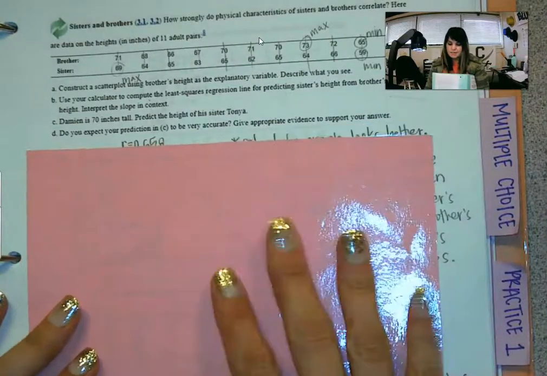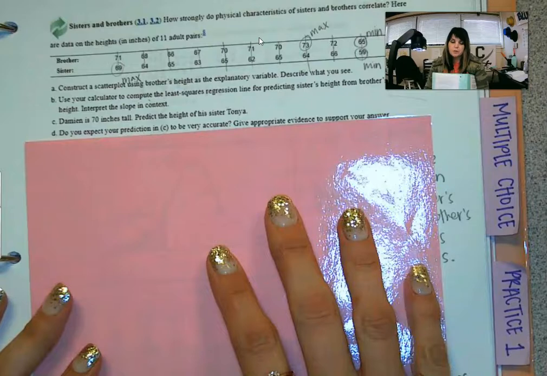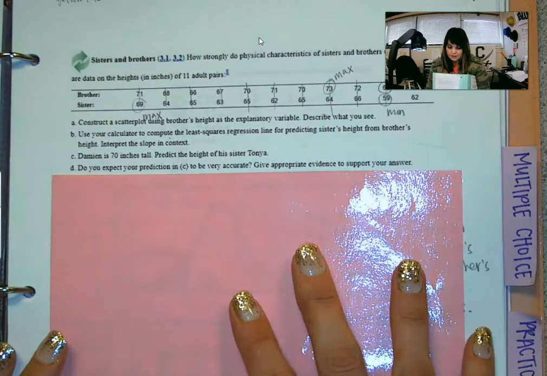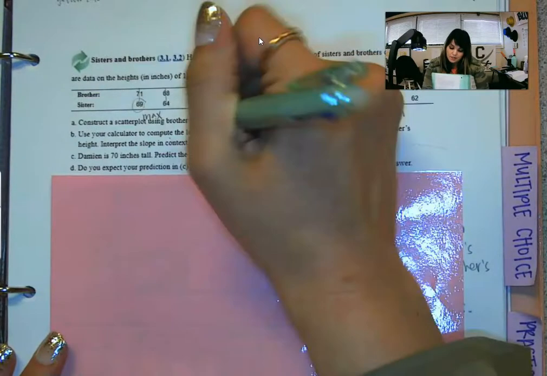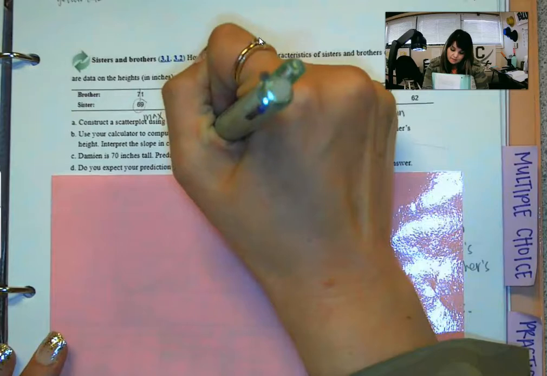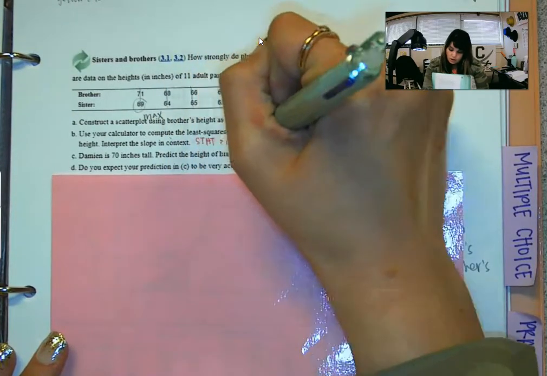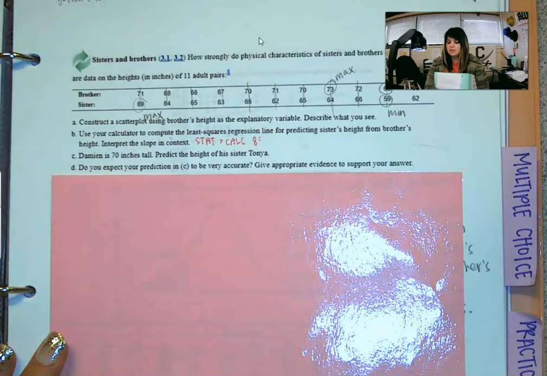Okay, page 16 is another scatter plot problem. So 1, they want you to make the scatter plot. 2, they want you to find the least squares regression line. And to remind you what that is, it's Stat, Calc, option 8, which is linear regression.